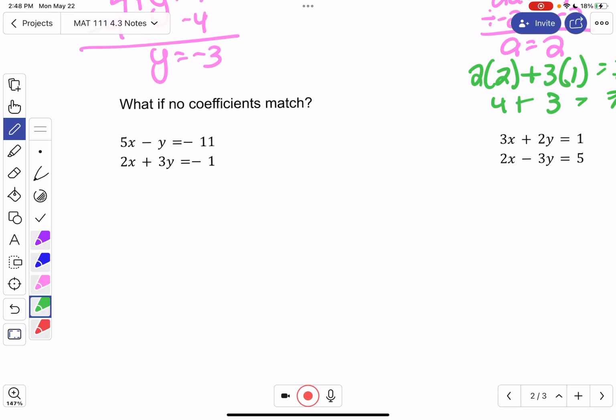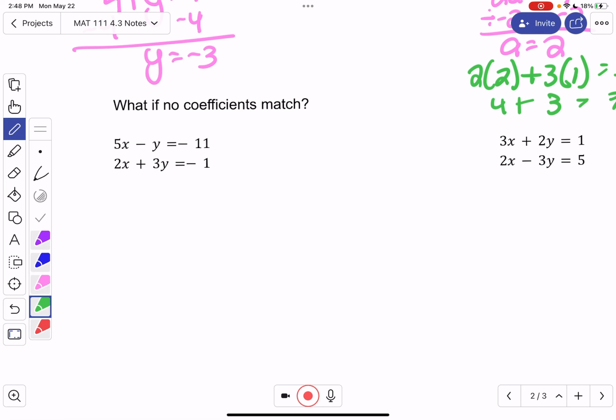Next thing, what if you're looking at it and no coefficients match? Well, one way you can look at it is see if one of them has a coefficient of 1, like the y right here. And we can say, hey, if I multiply everything in the top by 3, I get the same as the bottom. For example, I'm going to choose the 3 because that's what's in front of the y. And then I'm going to distribute it to the whole equation.